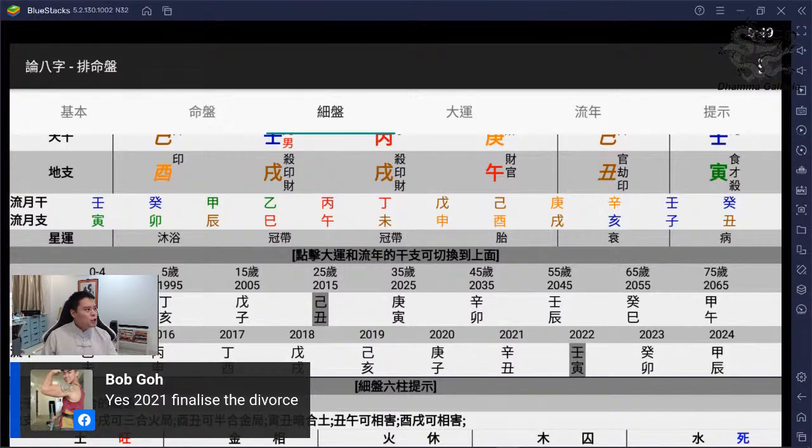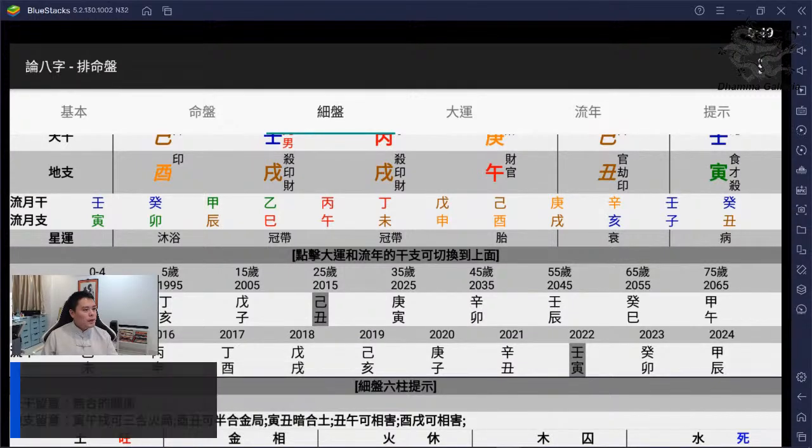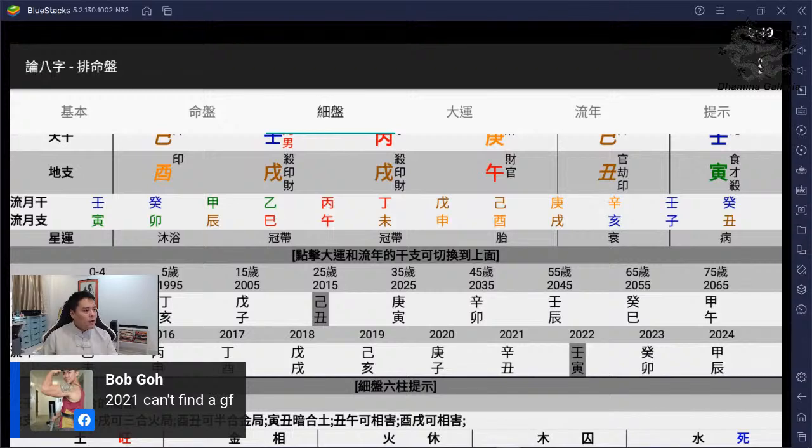Thus, everything has been shown within the birth chart clearly. And you also mentioned that you can't find any girlfriend in the year 2021. This explains the developments in your relationships. Okay. Therefore, I believe your most urgent concern now is how things are going to be in the next few years.